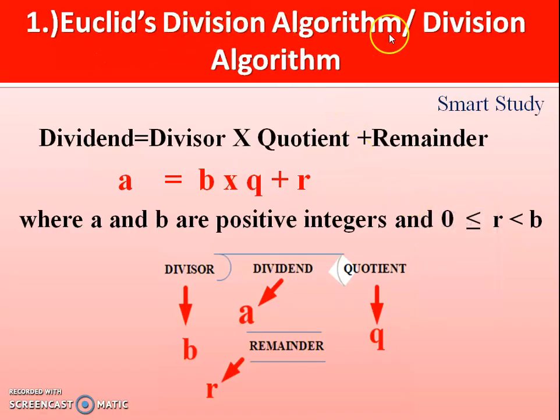Now, in case of Euclid's division algorithm, it says that dividend is equal to divisor into quotient plus remainder. So if you see this in terms of alphabets, A is equal to B into Q plus R, where A and B here are positive integers. They should not be negative. They should be positive. And the value of this remainder R should lie between 0 and B. So remainder should be equal to 0 or greater than 0, or it should be less than the divisor B. So dividend is A, divisor is B, quotient is Q, and remainder is R.